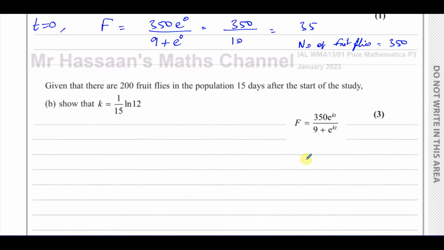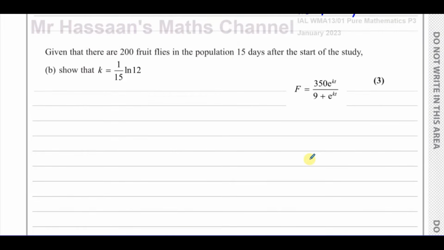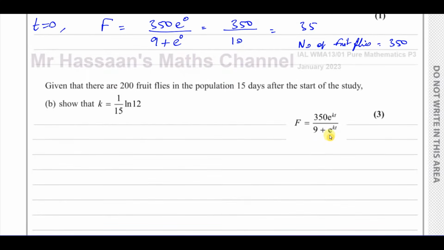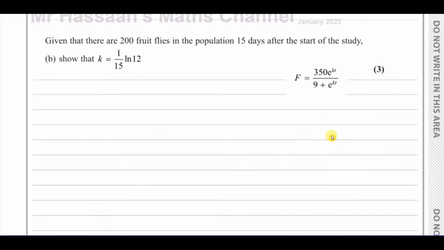Then it says, given that there are 200 fruit flies in the population 15 days after the start of the study, show that k equals 1 over 15 ln 12. So 15 days after the start of the study, we have to show that k is equal to 1 over 15 ln 12. That means when t equals 15, F is equal to 200. So I can just replace those values into this equation and then find the value of k.